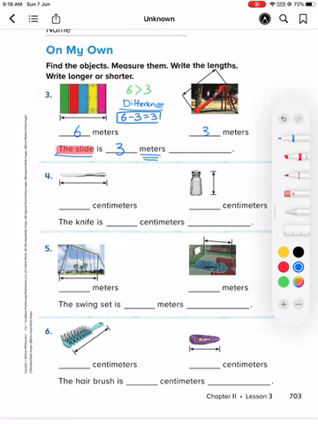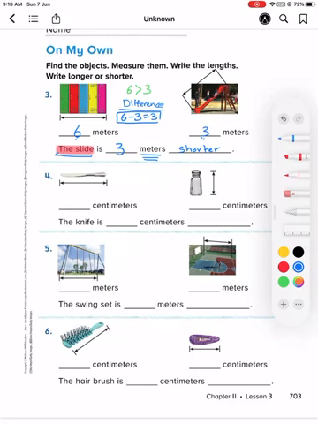Longer or shorter? Let's have a look here. Which object has the biggest measurements? Of course, the clothes. So this is shorter. 3 meters is shorter than 6 meters. Thank you. How about the knife and the salt holder?